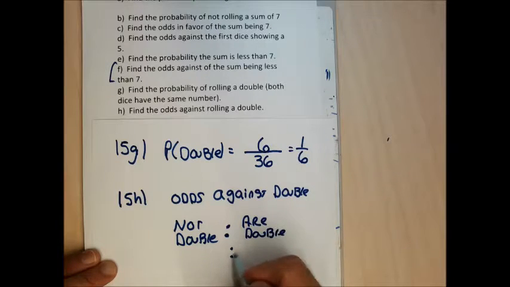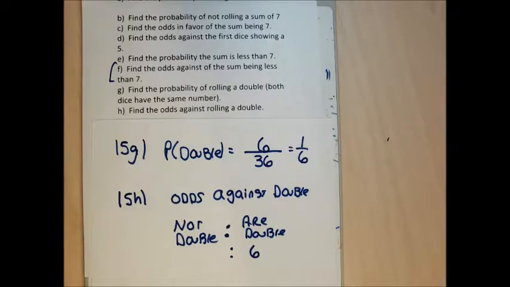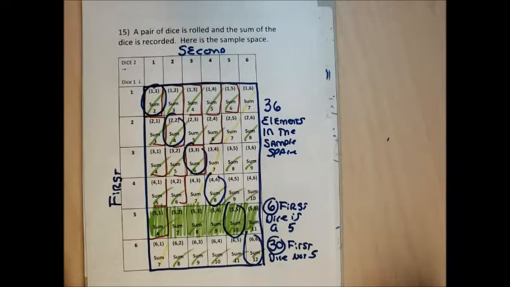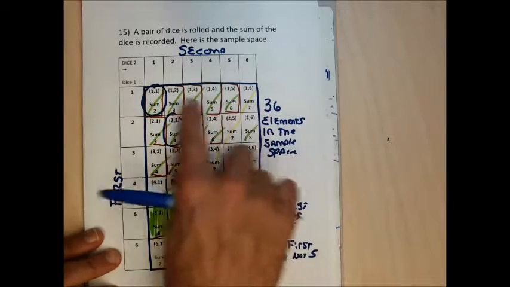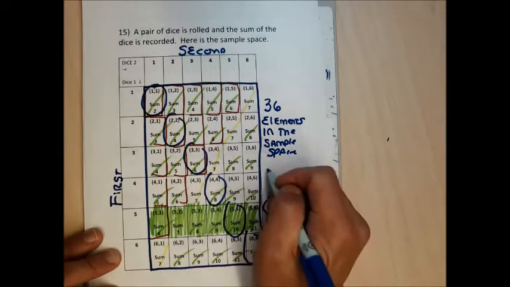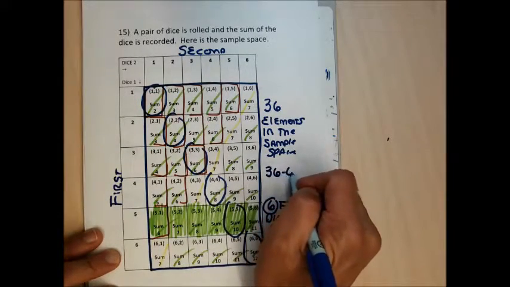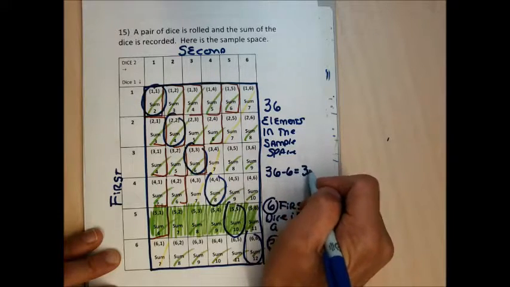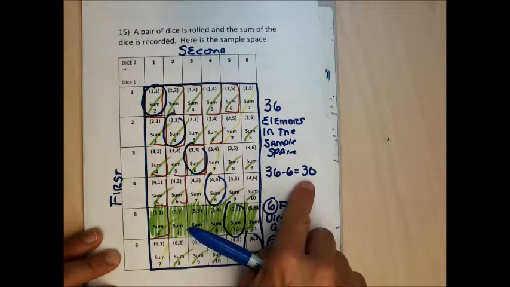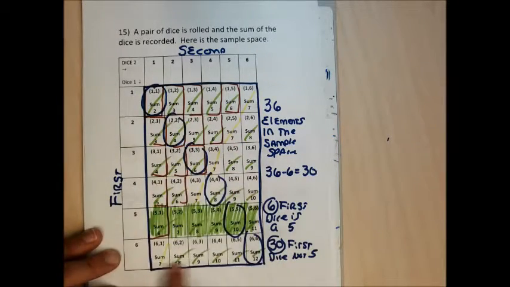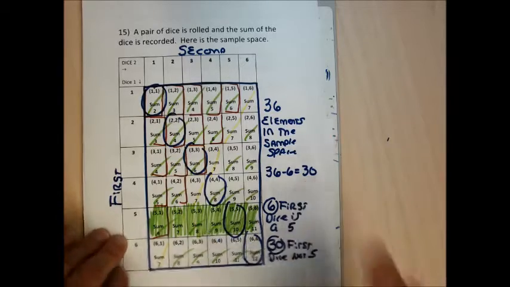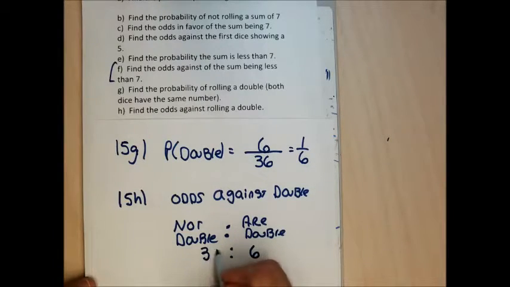I already know the second number I need is 6 because there's 6 doubles in my sample space. The next number I need is to go through the sample space and count up the number that aren't doubles. That's a pain to do. If there's 36 elements in the sample space and there's 6 doubles, the difference between 36 and 6 would give me 30 that aren't doubles. I could count up everything that's not circled in blue, and I'd get 30 that are not doubles. So for the not double side of this, I'm going to put 30.